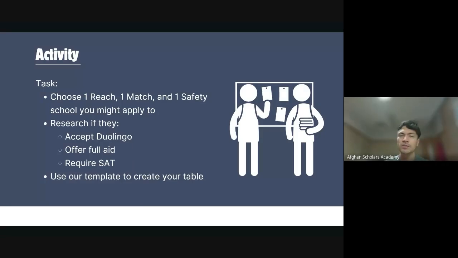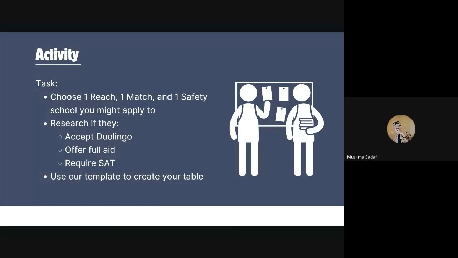So good information. Try to categorize it as either reach, match, or safety school, and then see what kind of information you need to put in that table that we showed earlier. We want to go with one more person, Muslima Sadaf. Go ahead, and then we will come back to you.